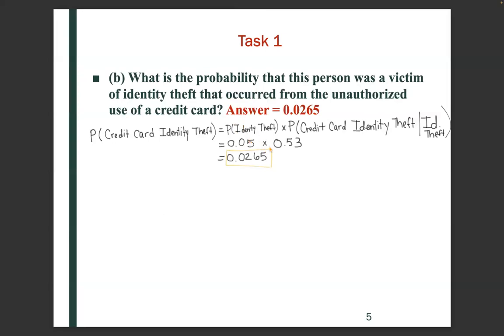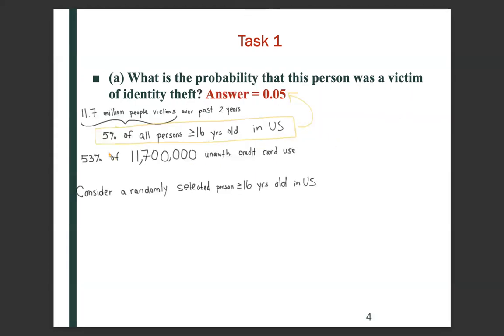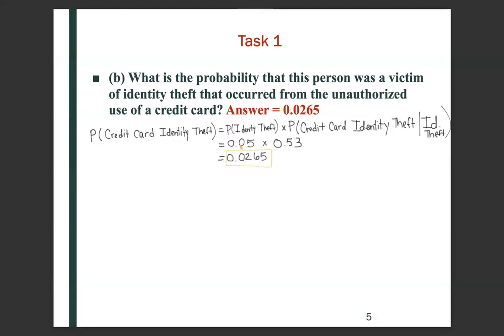And then we're going to multiply that by the probability that it was credit card identity theft. And if we go here, we get 53% of 11.7 million was due to unauthorized credit card use. So we're going to multiply 0.05 by 0.53, and that's going to give us 0.0265.